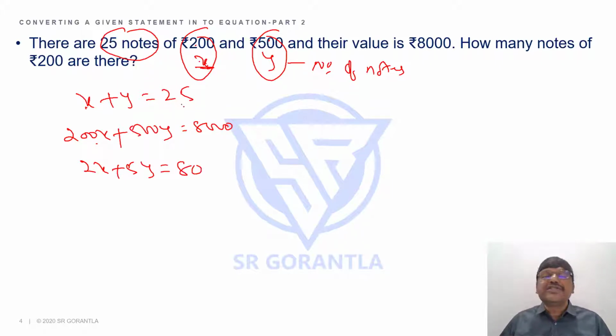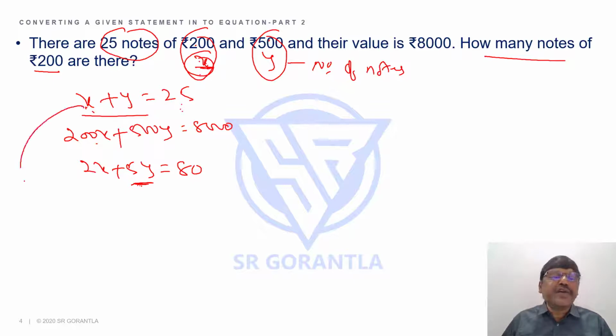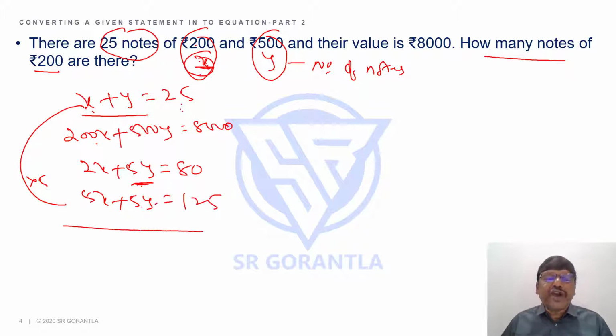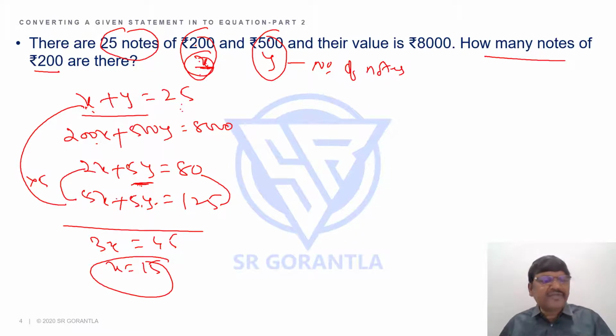Students, I know X plus Y is 25. I want how many notes of 200 are there? 200 I have taken X. I need X value. Cancel Y. I have 5Y here, students. So I have Y here. So if I multiply this with 5, what happens? 5X plus 5Y is 125. If you see 5Y difference, don't put minus and all that. You can directly say 5 to what is the difference? 3X. The difference is 45. So X is 15. You know, you can solve them in detail.